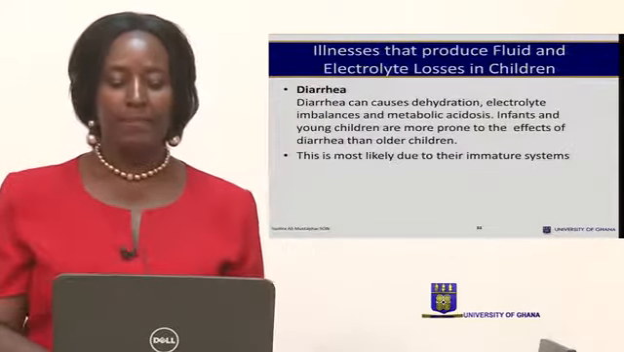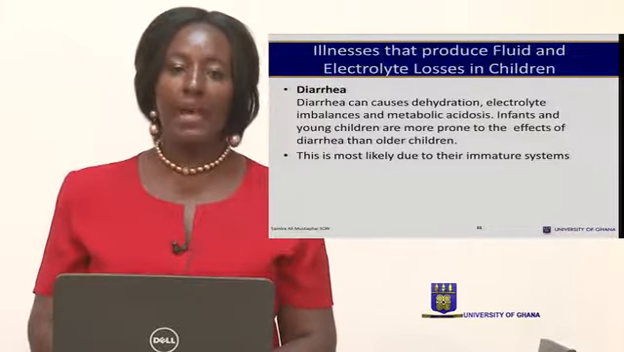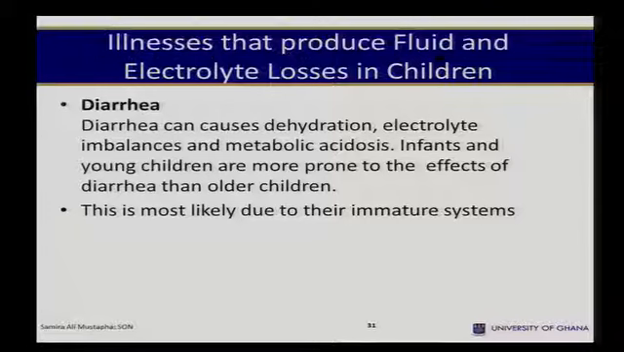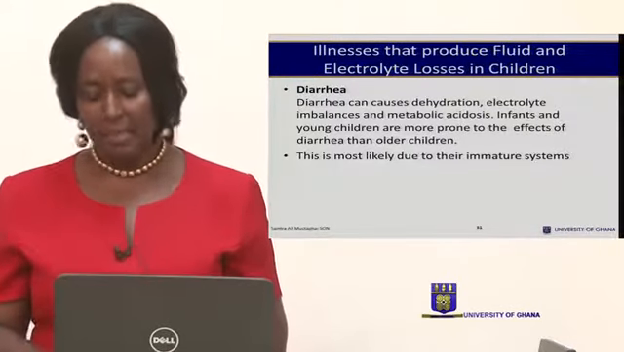Illnesses that promote fluid loss, we have diarrhea, because we know that diarrhea can cause dehydration, electrolyte imbalance, metabolic acidosis, as we can see. And this is more likely to be due to the immature system.